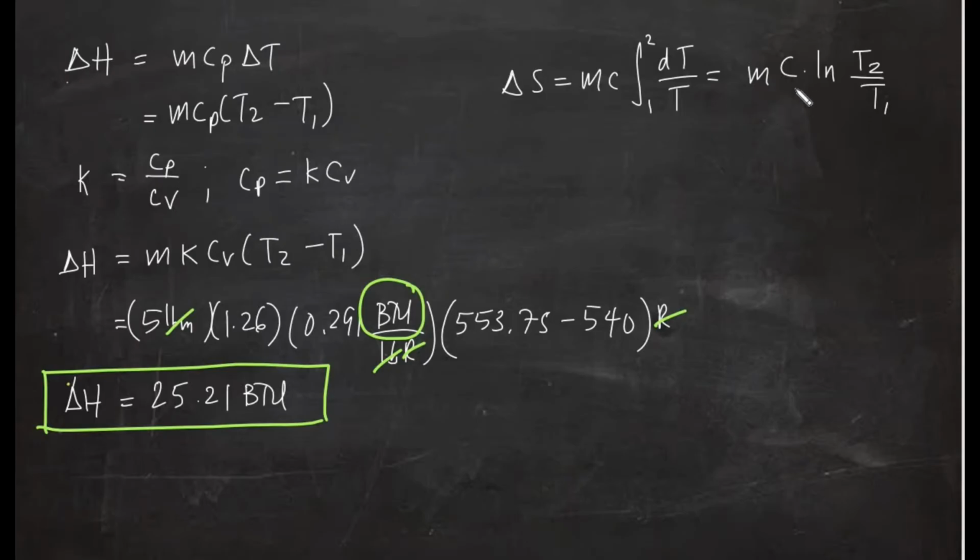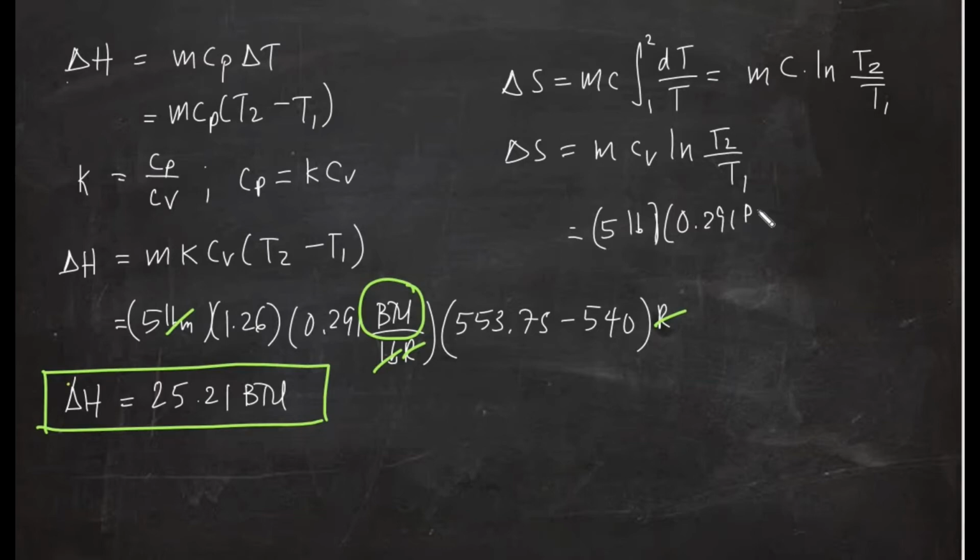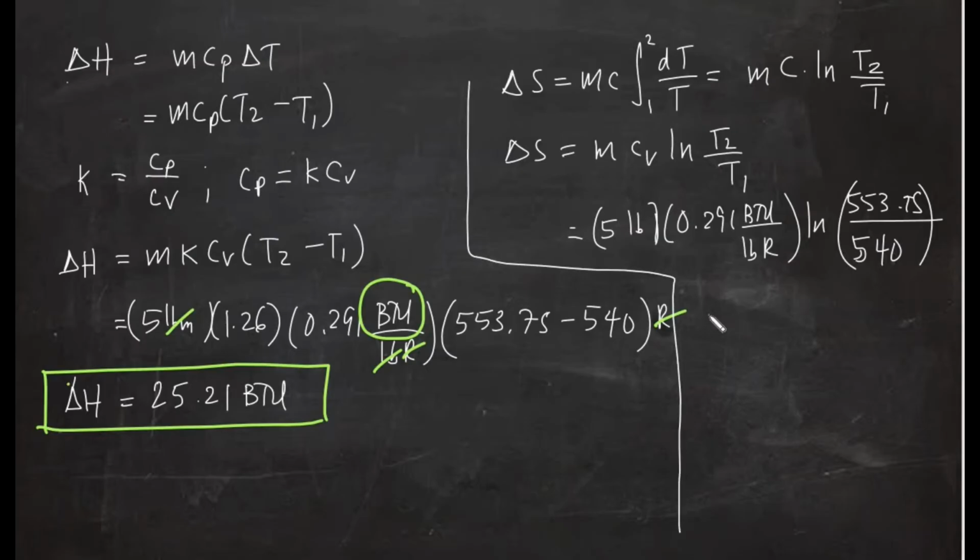Since we are talking about the isometric process, your specific heat will be c sub v. So ln T2 over T1. This is just a matter of substitution again. We have 5 pounds, and then c sub v is 0.291 BTU per pound mass Rankine, and then ln of 553.75 divided by 540.